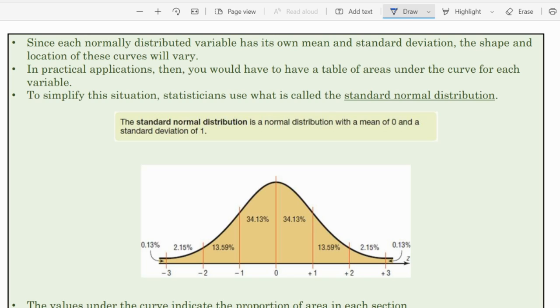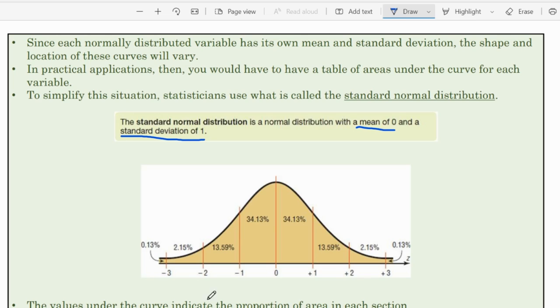And so, what statisticians have done is they have normalized or standardized the distributions so that the standard distribution always has a mean of 0 and a standard deviation of 1. If we can somehow transform every single situation down to a mean of 0 and a standard deviation of 1, then we can essentially compare them and make some conclusions about their differences or similarities.